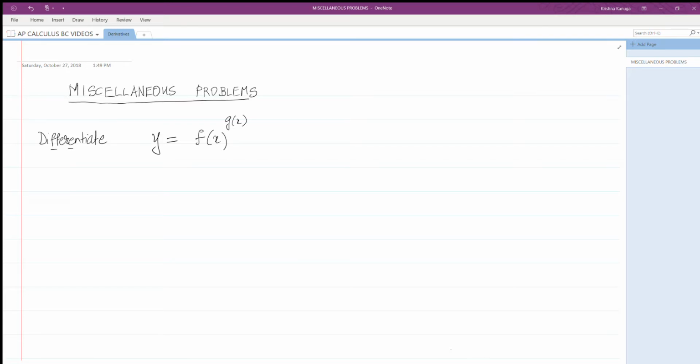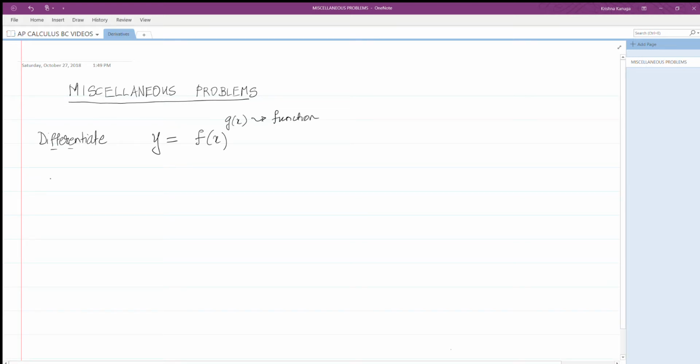In this video, we will learn how to differentiate functions of the type y equals f of x to the power g of x. Remember, here g of x is a function and not a constant value, which basically means you cannot use the power rule to differentiate this function. So, the question is obviously then, how do we go about differentiating this?